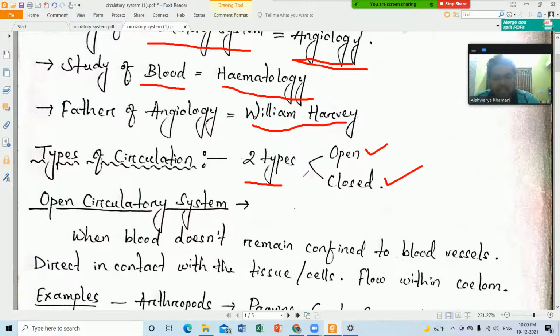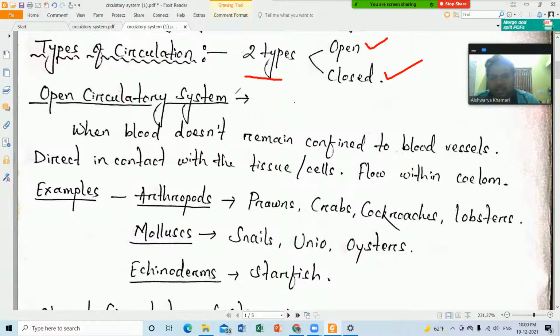Now we will discuss the open circulatory system. In the open circulatory system, it doesn't require any kind of blood vessels. The blood is in direct contact with the tissues or cells. Blood flows in the coelom, that is the body cavity. Inside the body cavity, you can get the flow of blood.